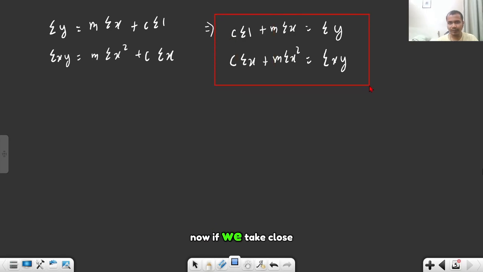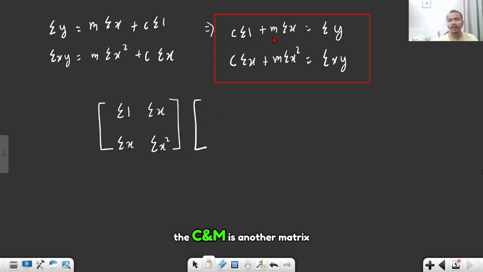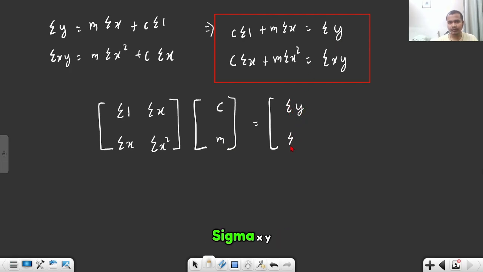Now if we take a close look at these both equations, can we write them in matrix form? Yes. We can write them as matrix sigma 1, sigma x, sigma x, sigma x square, into this c and m, which is another matrix, is equal to sigma y, sigma xy. You might ask, what's the use of writing like this?